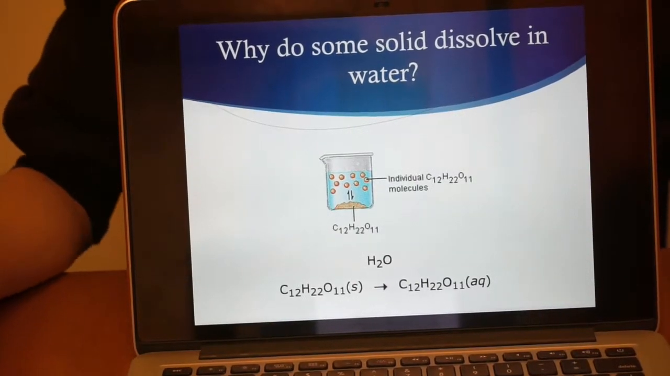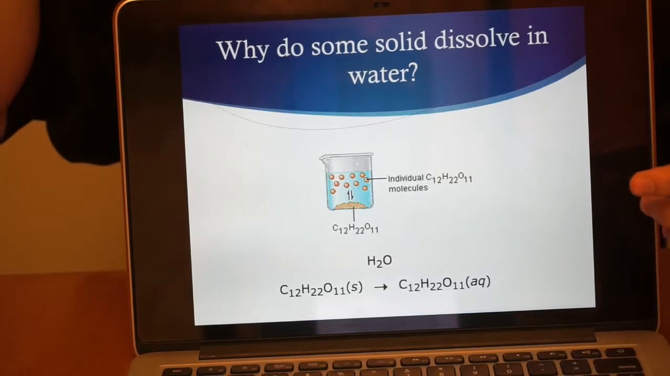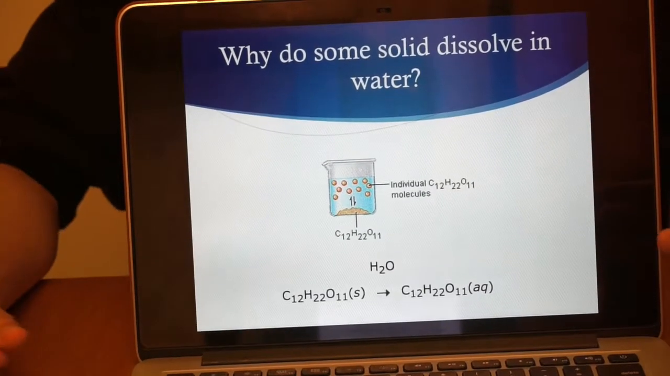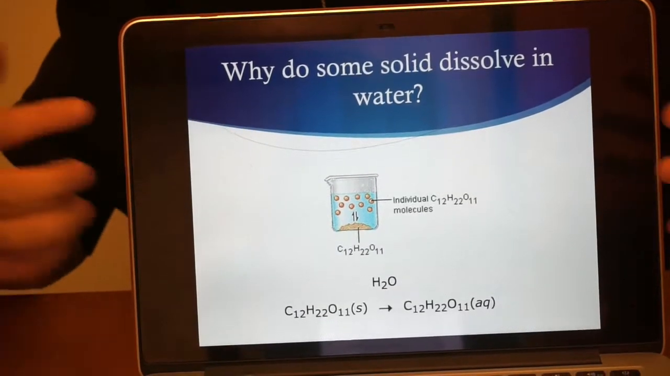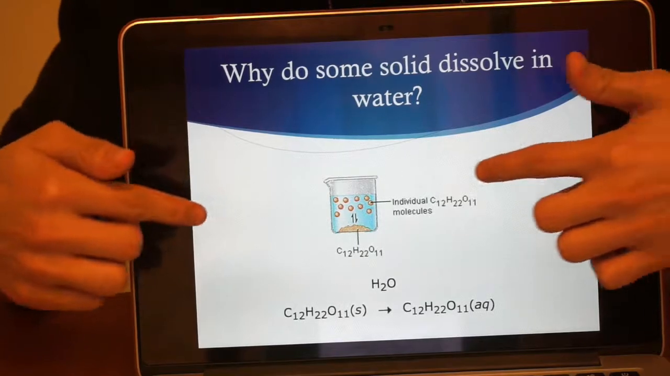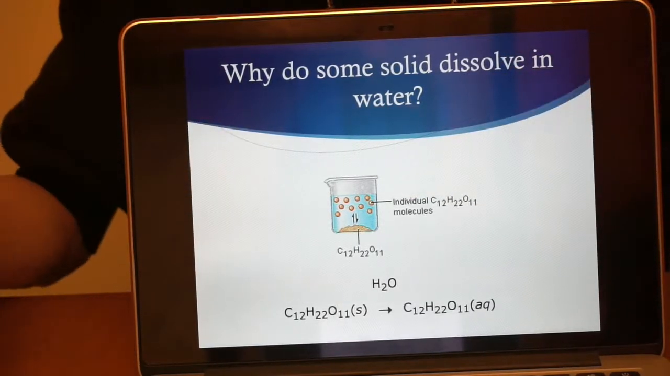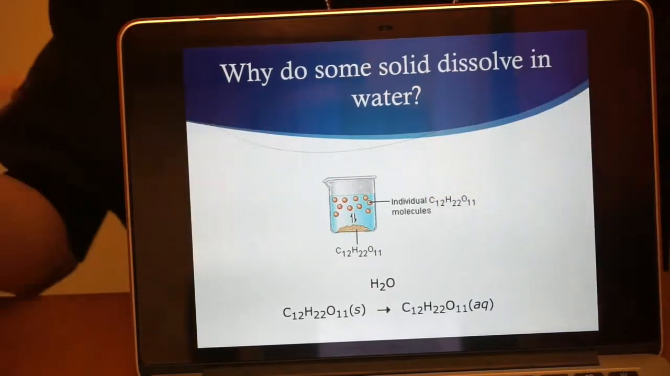Ionic compounds dissolve in water if the energy given off when the ions interact with water molecules compensates for the energy needed to break the ionic bonds in the solid, and the energy required to separate the water molecules so that ions can be inserted into the solution.